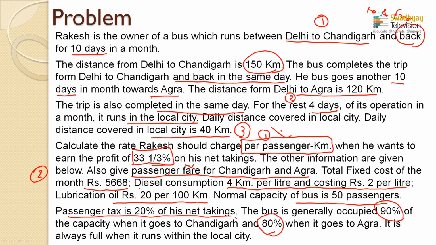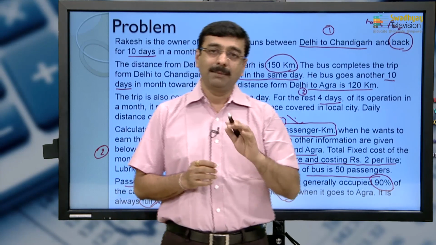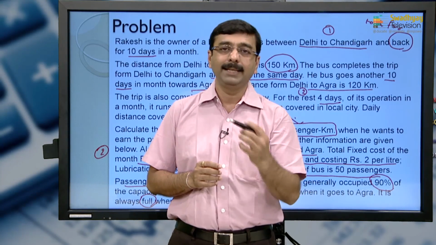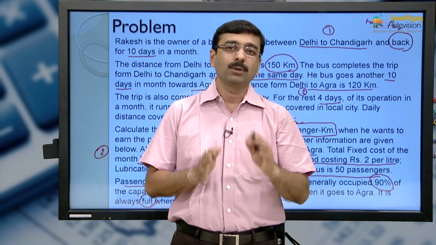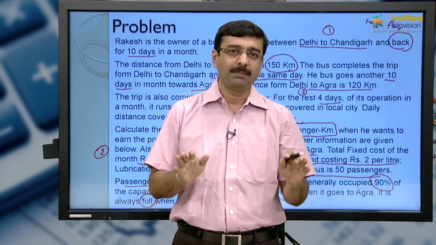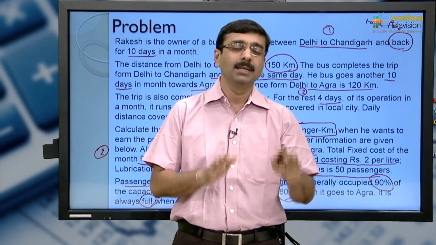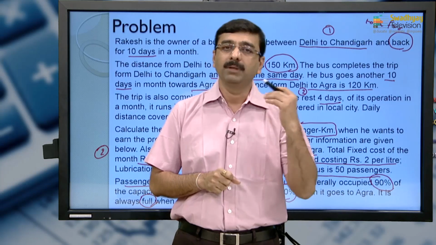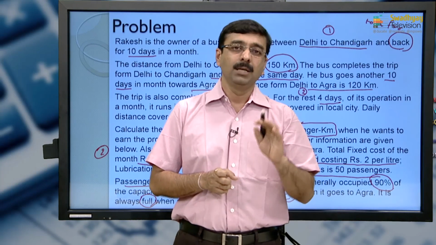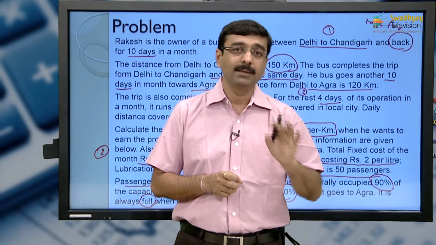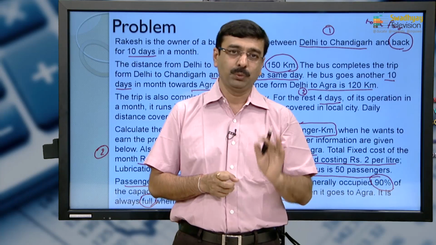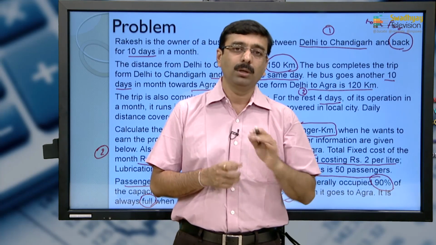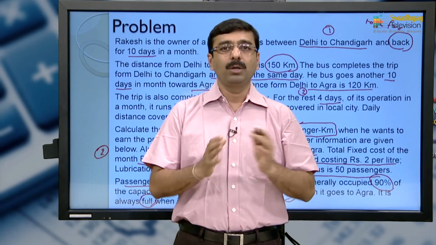And it is always full, right, this is more important again, it is always full when it runs within the local city. That means when it runs in Delhi itself, the bus is occupied to full capacity. So that means all 50 passengers are seated in the bus. It always runs with full capacity on all the days when the bus runs inside the city, or it is a domestic tour, or you can say it is a Delhi city tour, right. This is what we have in the question.